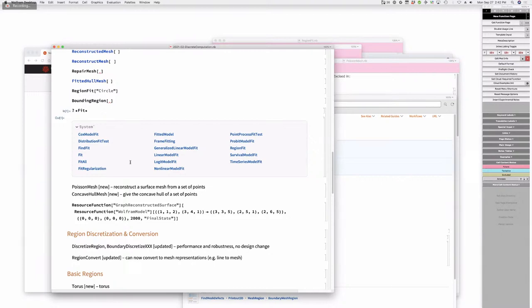What is the name going to be for the option that gives the size of the alpha ball? That's only applicable to concave hull mesh, so it has to be a method sub-option in this. I wouldn't do it that way. That's really obscure. Let's at least have it be a top-level method option, and it just is ignored for the other methods. Is tolerance a reasonable option name?